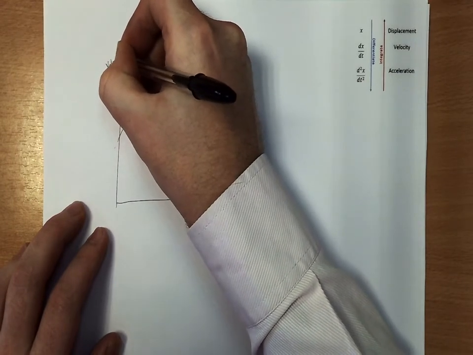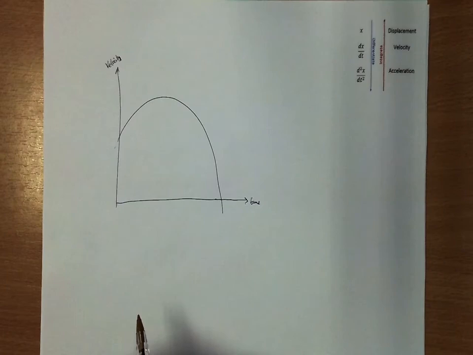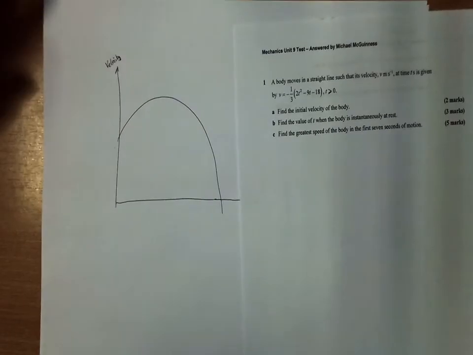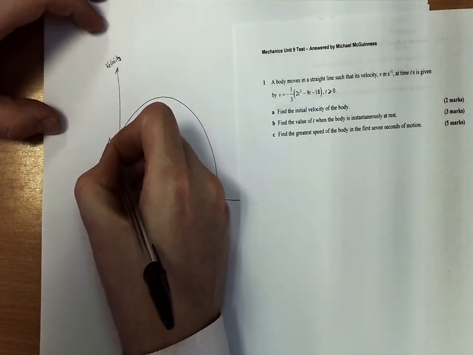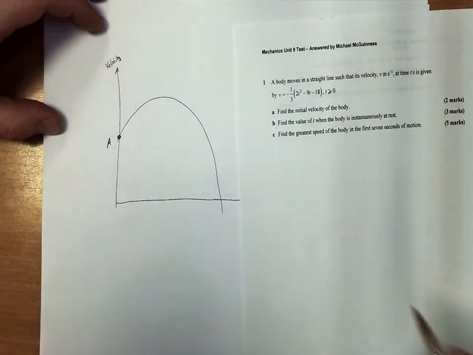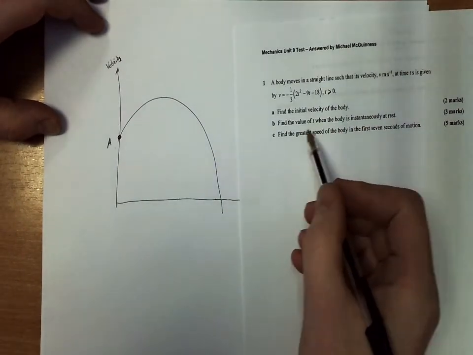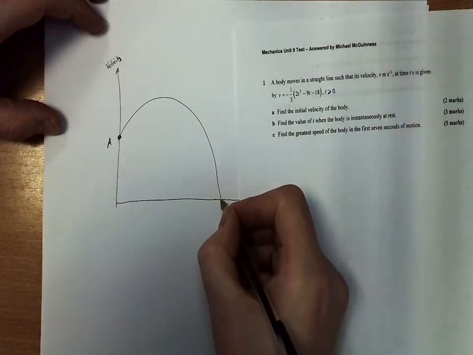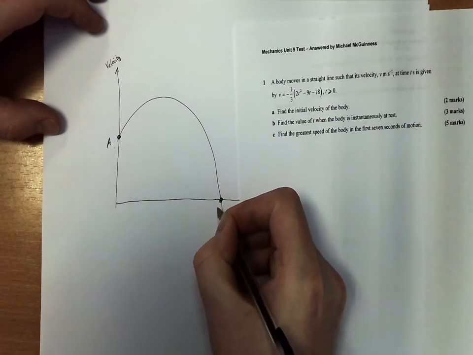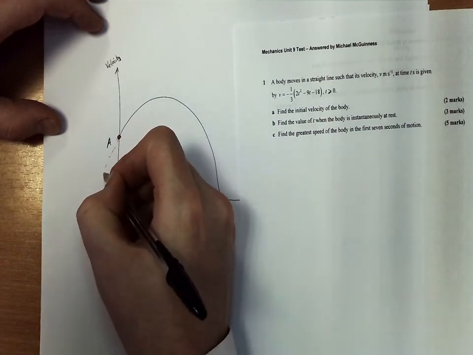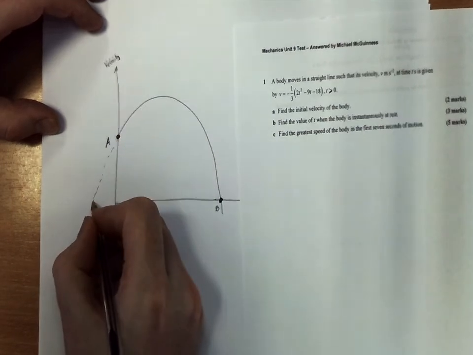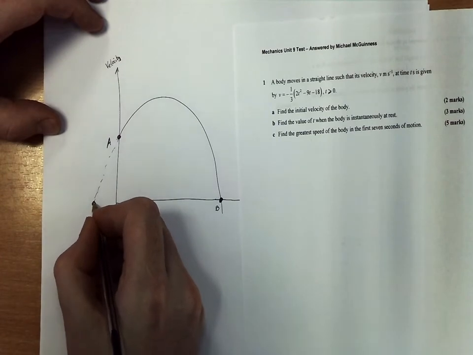And the question's asked for three things. In part A, we were asked for the initial velocity. So we were asked for when t equals 0. So that point there is the answer to A. In part B, you're asked when the body's instantaneously at rest. So you're asked for this point here. In fact, when you solve that, you'll get 2 points. You'll get this imaginary negative time point over here as well.